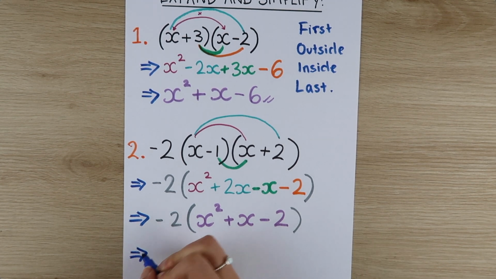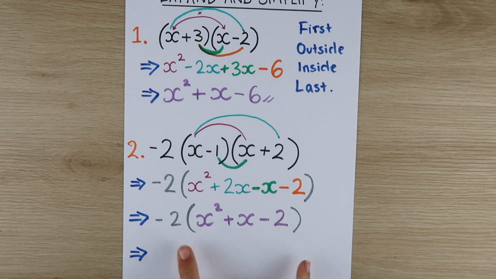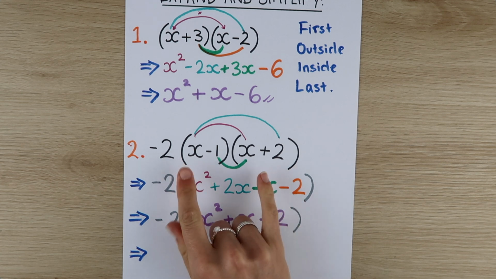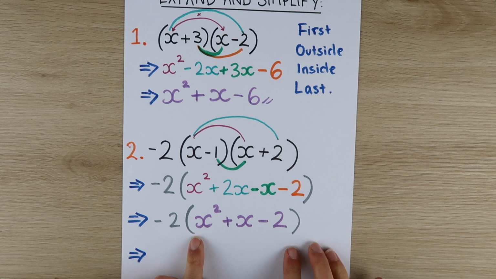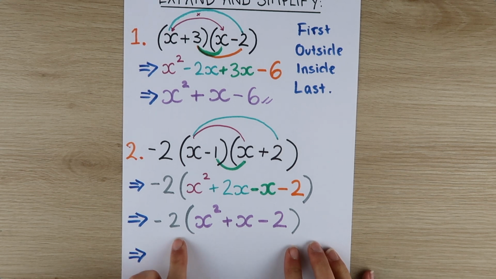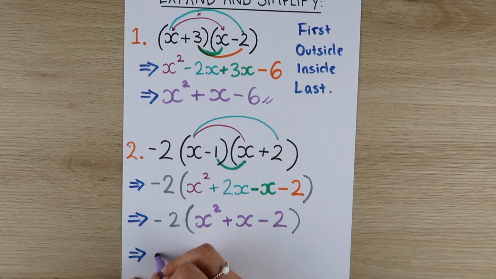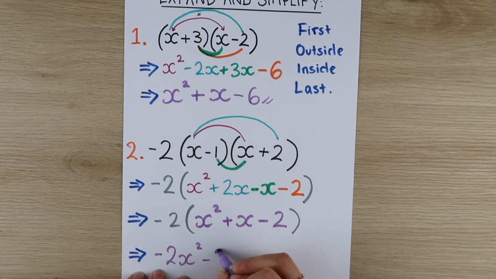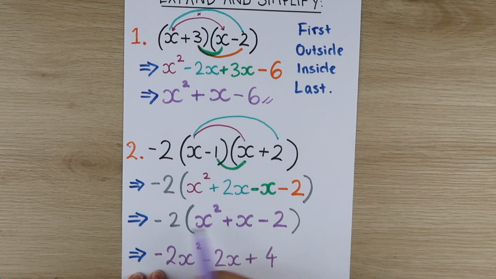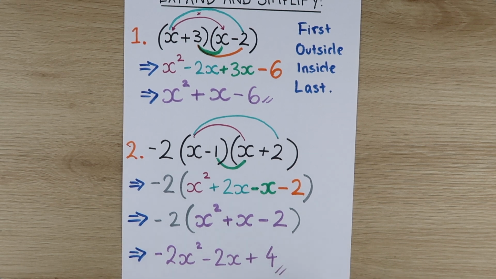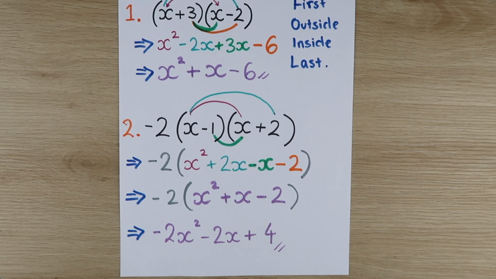Final step. As I said before, we don't want any brackets, and at the moment, even though we've used the distributive law and expanded these brackets, there's still these outer brackets. So the negative 2 needs to be multiplied by every single thing inside my bracket now. I've now got negative 2x squared, negative 2x, and positive 4, because I've multiplied each of those by the negative 2. And that is my answer, fully expanded and simplified.